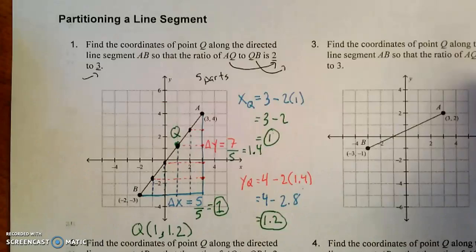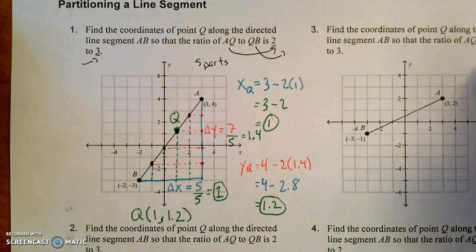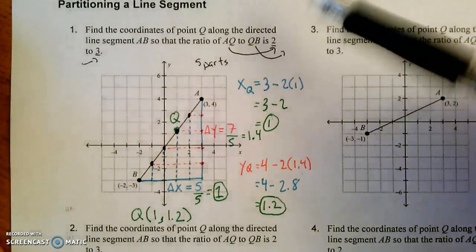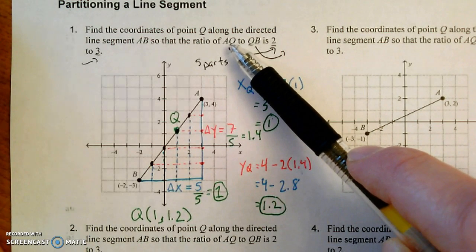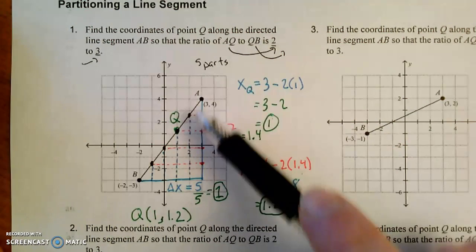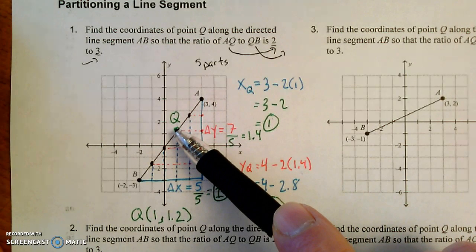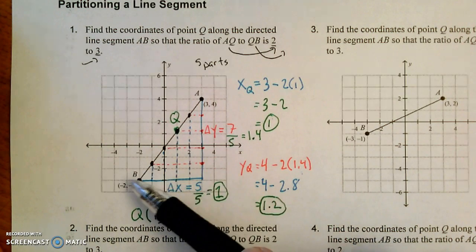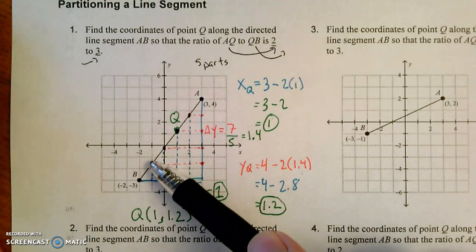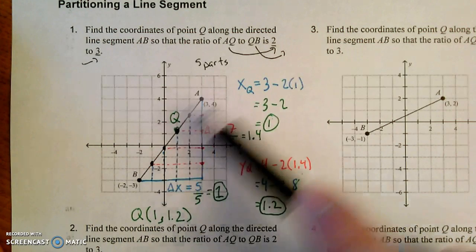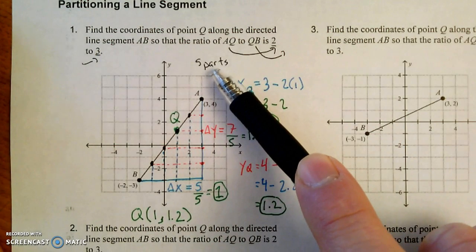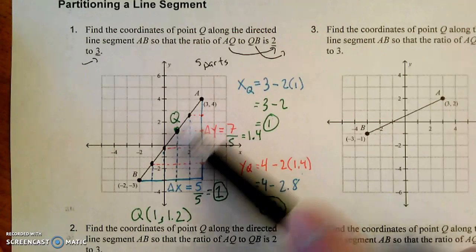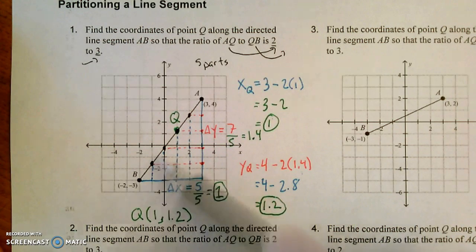We're going to do a second example here, but just a quick refresher on what we did in the first example. We first had to decide where we were going to place point Q so that the ratio of the distance from A to Q to the distance from Q to B was 2 parts to 3 parts. Since we were dividing into a ratio of 2 to 3, we needed a total of 5 parts altogether, so that 2 of them could be placed up here, 3 of them could be placed down here.